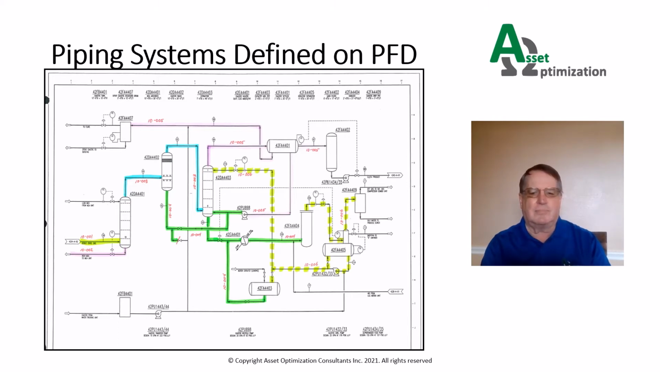As shown on this example, System 1 is colored yellow and provides the feed for the column. System 2 is colored purple and exits the column bottom. System 3 exits the top of the column. Each process system is highlighted in a similar fashion on the PFD until all are identified.